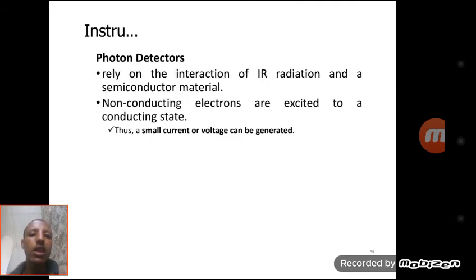The other one is the photon detector. This relies on the interaction of IR radiation and semiconductor material. When the detector material's non-conducting electrons are excited to the conducting state, changing from non-conducting to conducting, a small current or voltage can be generated. This small current or voltage can be detected, and it is directly proportional to the intensity of light transmitted to the detector.